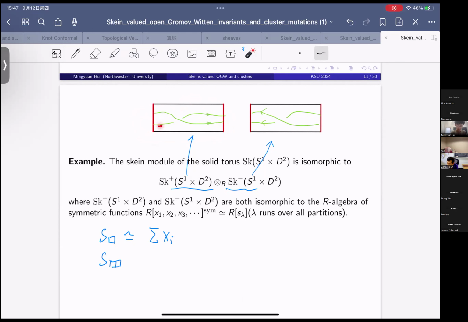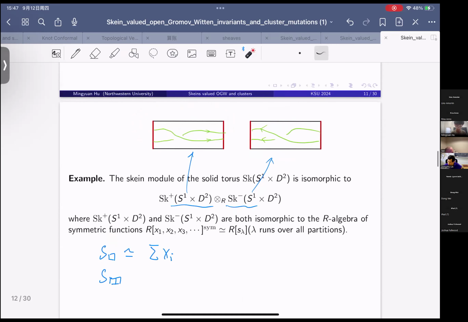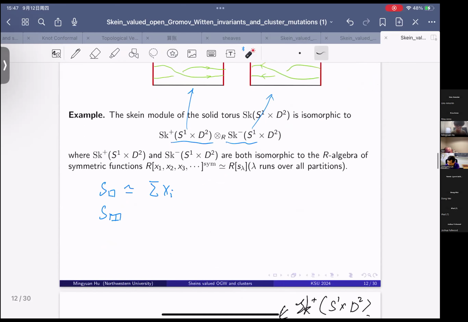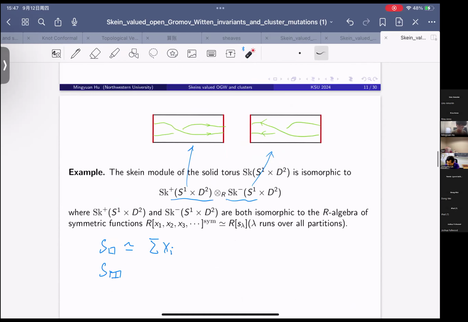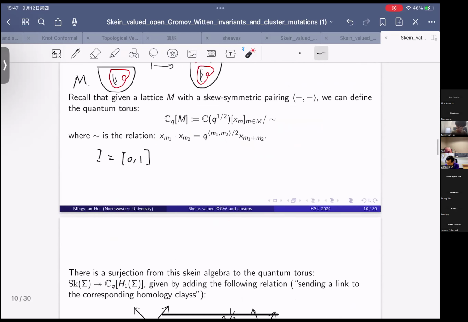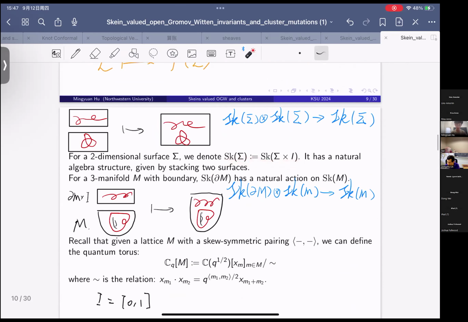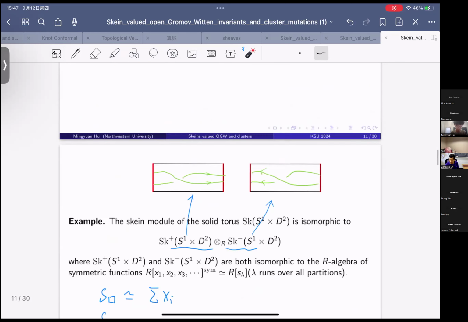Right. Okay. The green thing. So in this case, the solid torus is really just a torus, not your earlier notation. You made it 4-dimensional, then making the boundary. It's the same. So what I defined earlier for the sigma, the skein of sigma means skein of sigma with I. Yes, exactly.